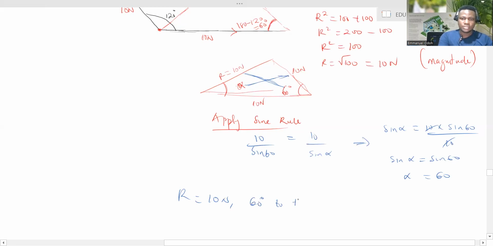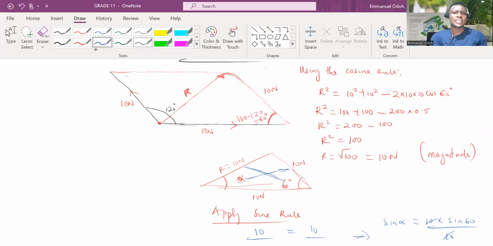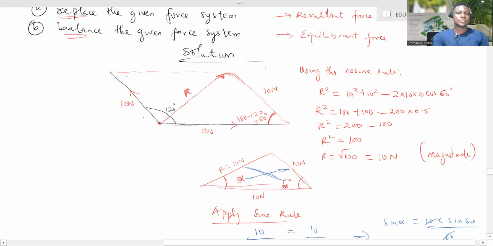So that's the resultant. Now, the second part of the problem is for us to get the equilibriant force. Let's look at how we get the equilibriant force. Remember, the equilibriant force is equal in magnitude to the resultant, but opposite in direction. So this is our equilibriant.